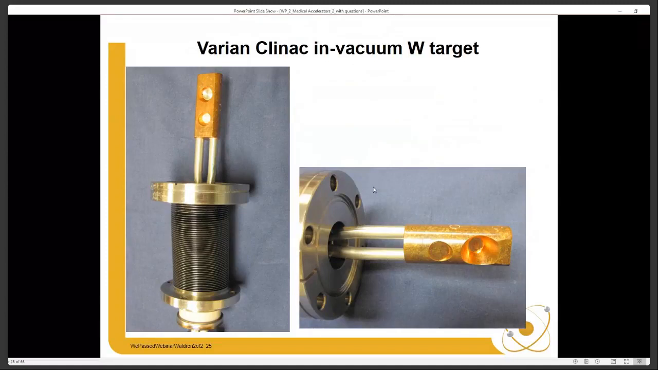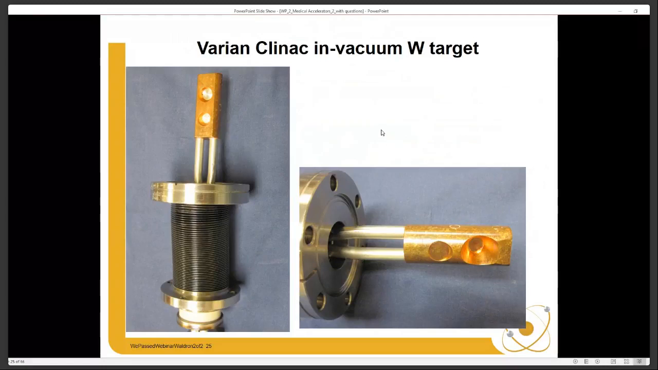Here is the Varian in vacuum target. Here is the side the beam strikes. You can see there's two buttons here. This is the high energy one, and this is the low energy one. Here's the exit side, high energy, low energy.